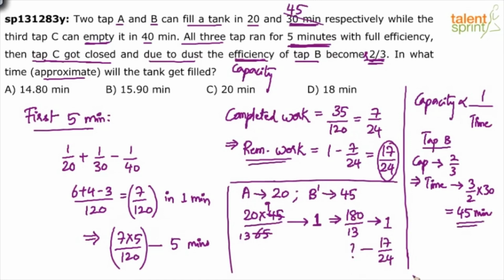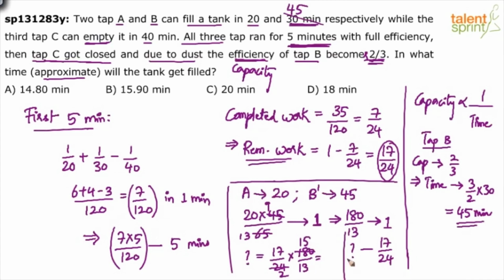Can you cross multiply? Yes, you can cross multiply, because on one side we have work, on the other side we have time. These are directly proportional to each other. So you can do cross multiplication. So what will be the question mark here? The question mark now will be equal to what? 17 by 24 into 180 by 13. Simplify this. This is 12 into 2, 12 into 15.